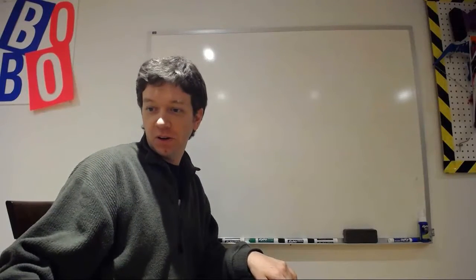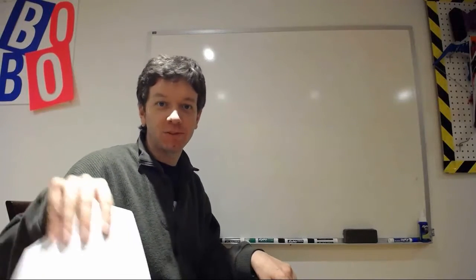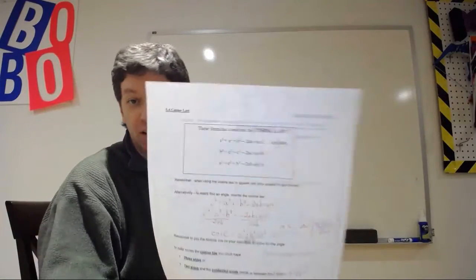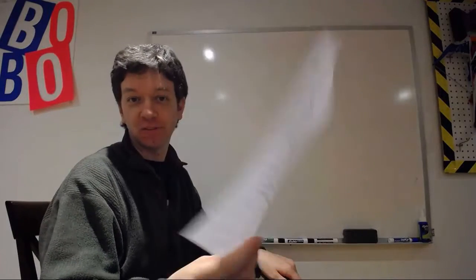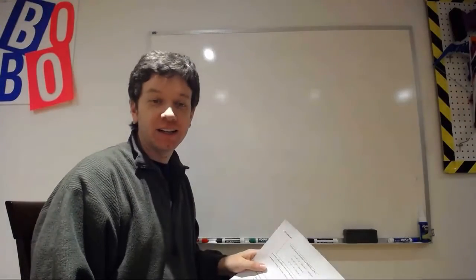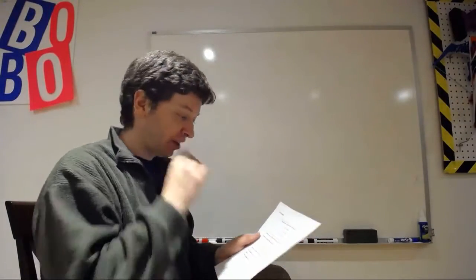All right, so we're going to do our third lesson in chapter 5 for trigonometry. And this lesson is on cosine law. That's 5.4, cosine law in your package. And we're going to be doing front and back. And I will also post these answers that I made alongside with this video.